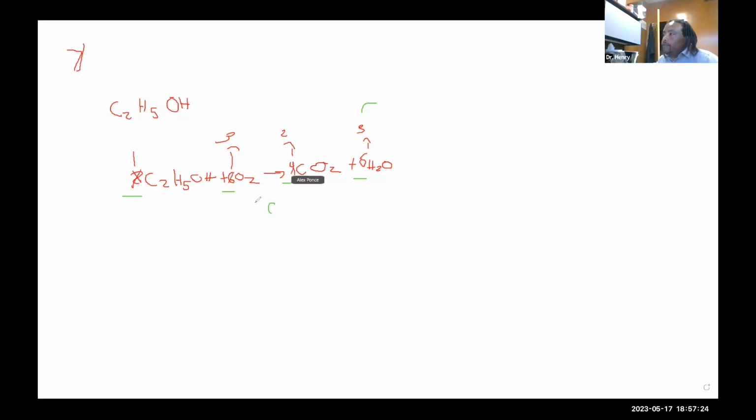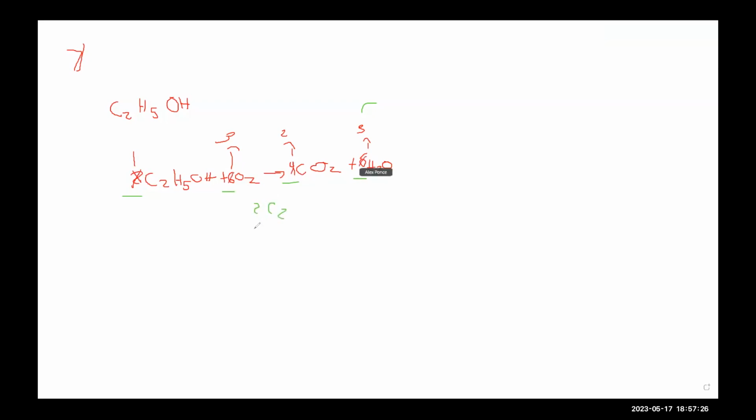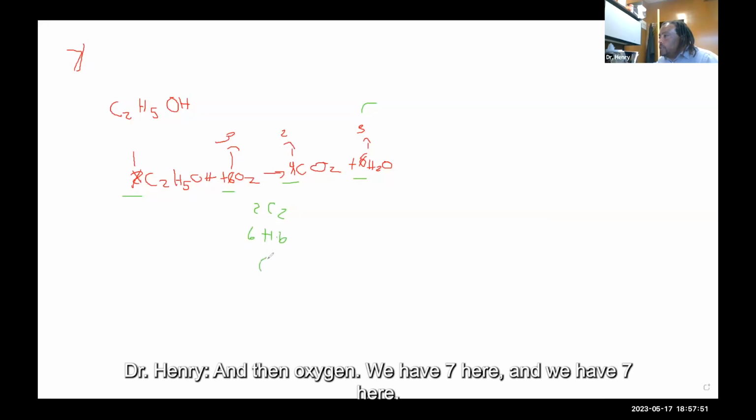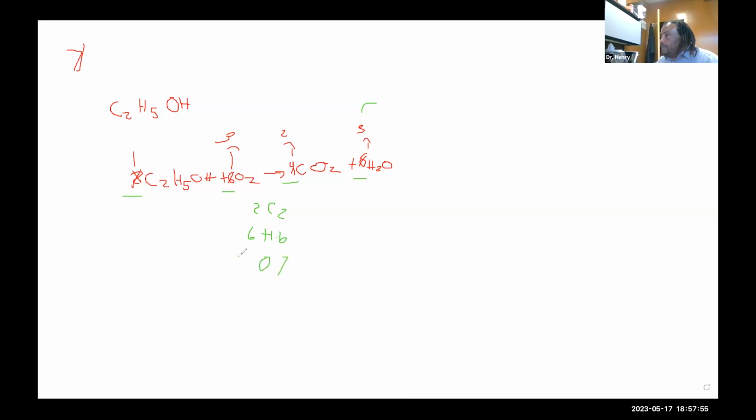So carbons, yeah, let's probably do that. Here, here. Hydrogens, there's 6 here, with the OH there's 6, and there's a 2. That's oxygen, sorry. That's a 6 and 6. And then oxygens, we have 7 here, and we have 7 here.